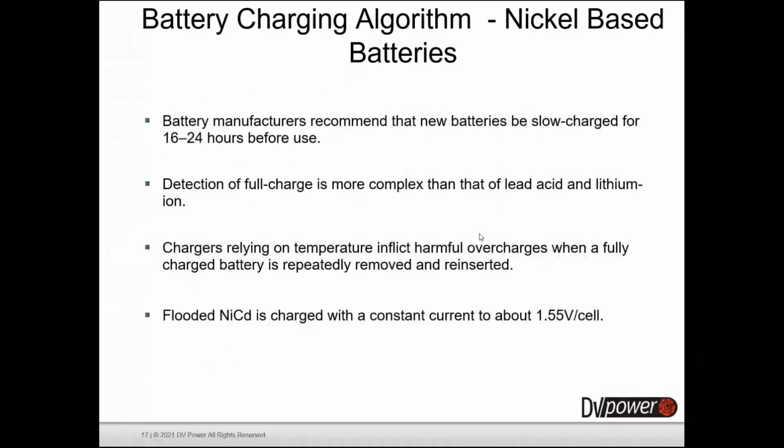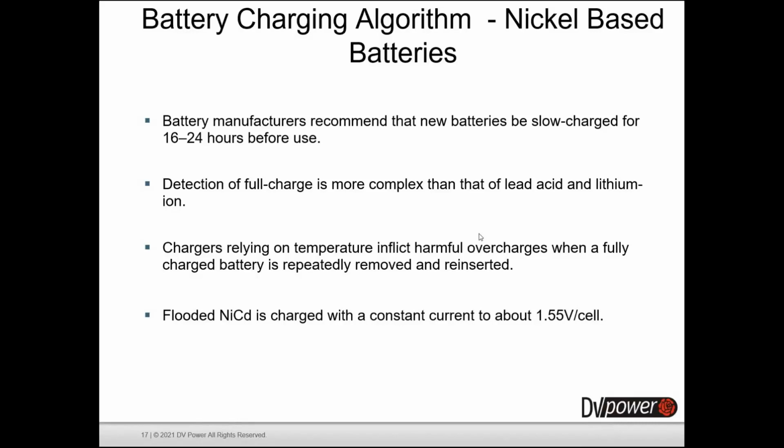Battery manufacturers recommend that new batteries be slow charged for 16 to 24 hours before use, when speaking about nickel-based batteries. Slow charge is good because it brings all cells in a battery pack to an equal charge level. This is important because each cell within nickel-cadmium battery chemistry may self-discharge at its own rate.